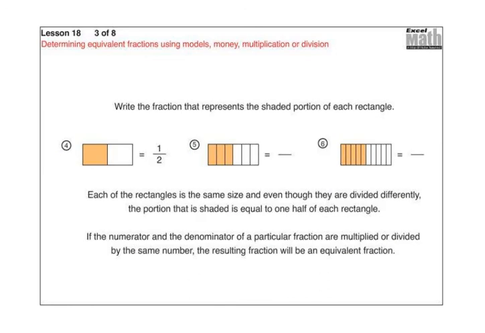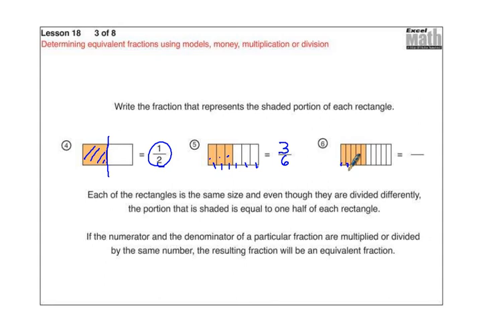All right, write the fraction that represents the shaded portion of each rectangle. So here we have a rectangle that's split directly in half. This half is shaded, so we write 1/2. Number 5, we have 1, 2, 3, 4, 5, 6 altogether. So that means that we have sixths, and then 3 of those are shaded. So 3/6 is shaded. Go ahead and do number 6 on your own. Turn the video back on when you're ready to see the solution.